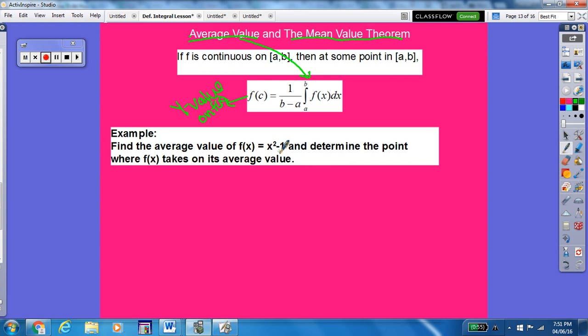And here's an example algebraically. It says find the average value of x squared minus 1 and determine the point where f of x takes on the average value. So let's go ahead and set this up. The average value will be 1. Whoops, I didn't give you an interval. Just a second. Pause for just.